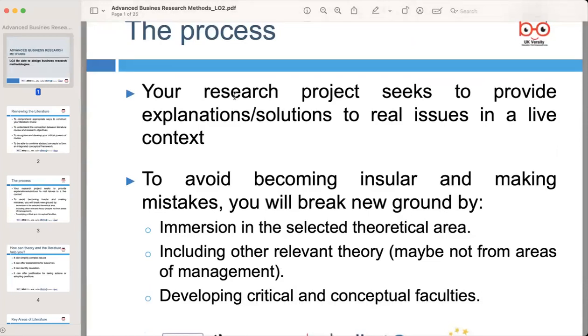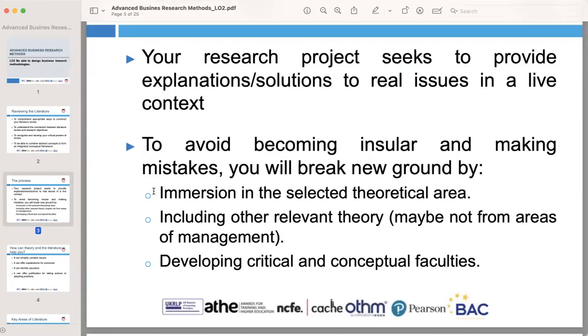The process: your research project seeks to provide explanation and solution to real issues in a live context. To avoid becoming insular and making mistakes, you will break new ground by immersion in the selected theoretical areas, including other relevant theory, maybe not from areas of management development, critical and conceptual failure.